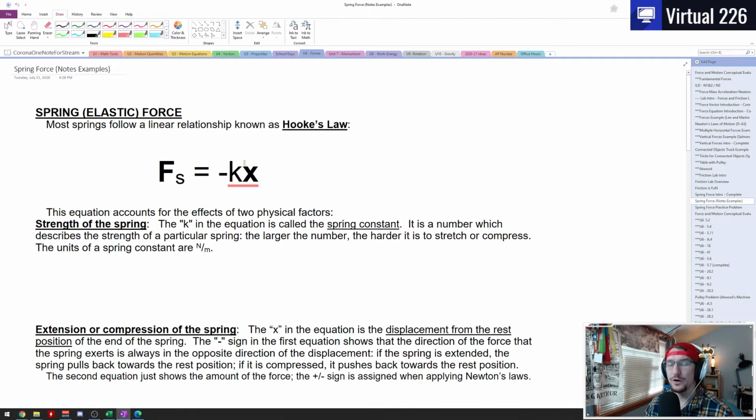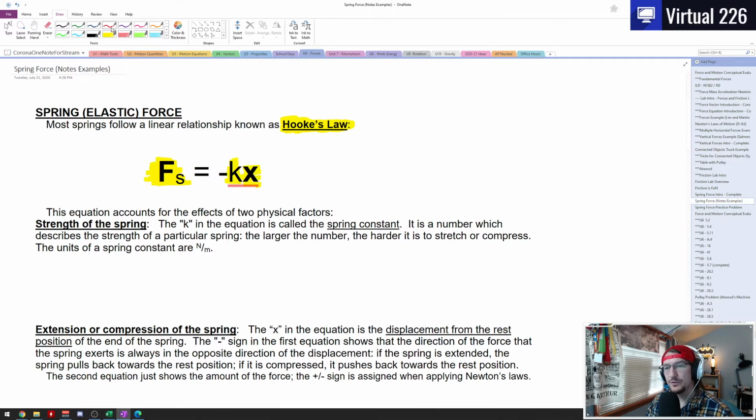Most springs follow a linear relationship referred to as Hooke's law. And that's Hooke with an E because spelling names is complicated, right? So Hooke's law essentially states the following. If you have a spring, the force from a spring is going to equal negative, which is kind of a weird thing, but we'll talk about that. It's going to be a negative, and then a K and then an X.